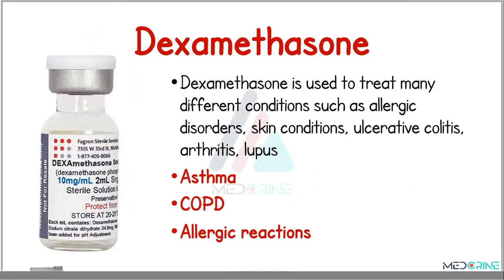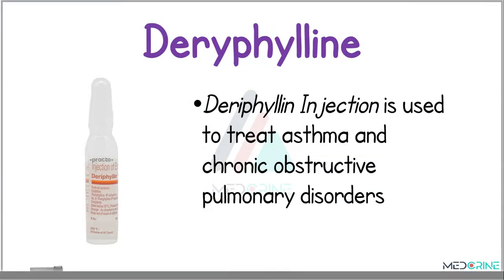We have dexamethasone. Dexamethasone is also a corticosteroid that is used to treat severe allergic disorders, skin conditions, ulcerative colitis, arthritis, lupus, and in emergency cases we use it in case of asthmatic attacks, chronic obstructive pulmonary disease, and in allergic reactions. Then we have deriphyllin. This is used to treat acute asthmatic attack and chronic obstructive pulmonary disorders.